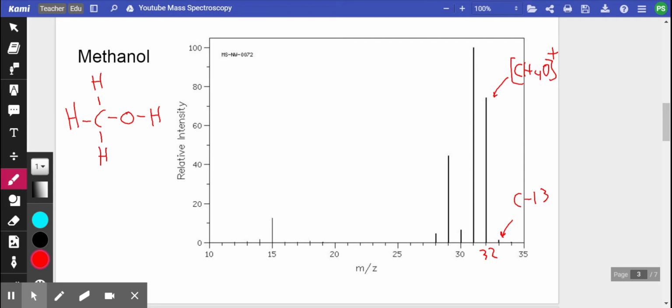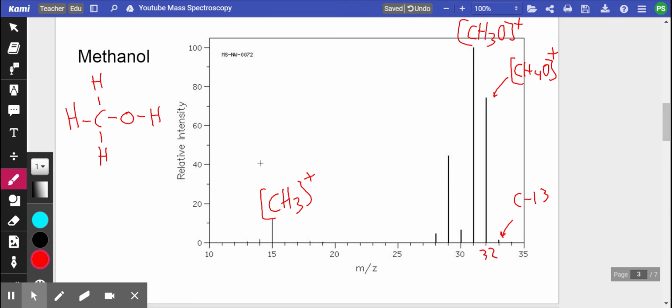Okay, so there's a very big peak at 31. And this just means that the compound has lost one hydrogen. And we detect this fragment, CH3O, of course, with a positive one charge. And the bigger the molecule gets, the more of these peaks we will see. We will also see a peak at 15, and this is due to CH3, the loss of CH3.